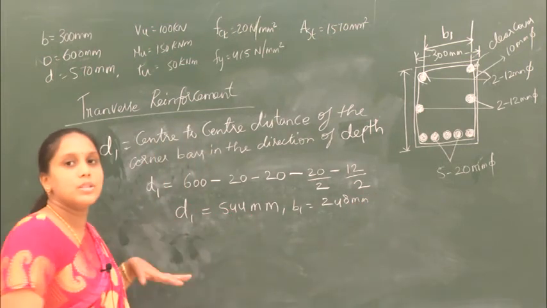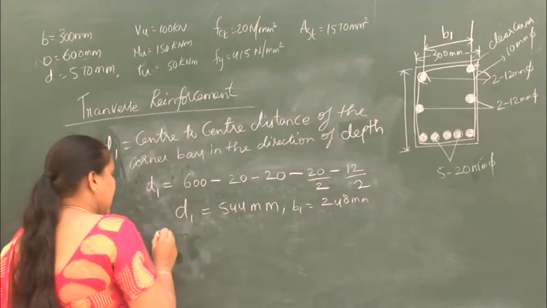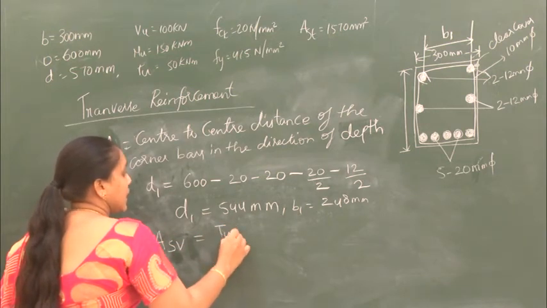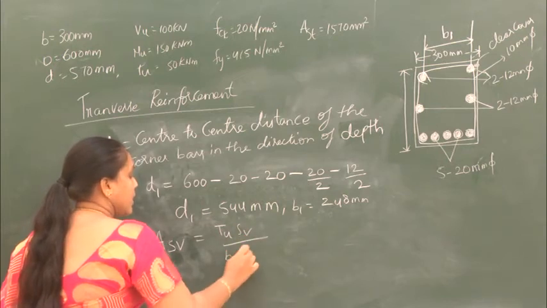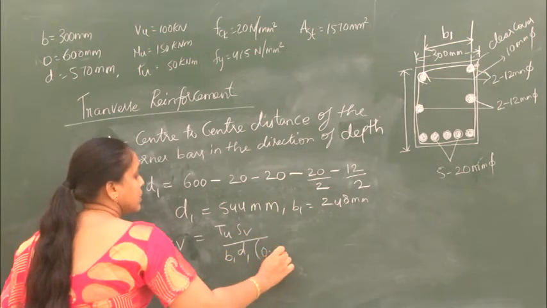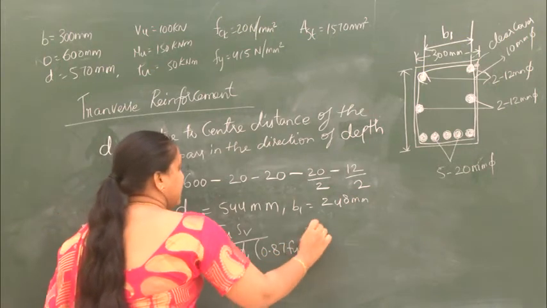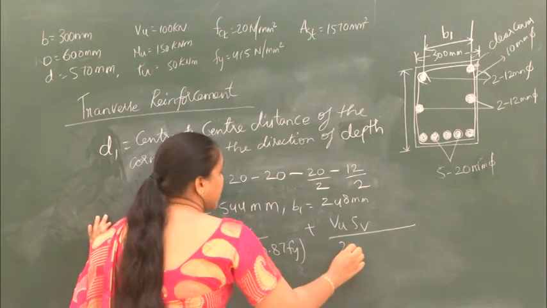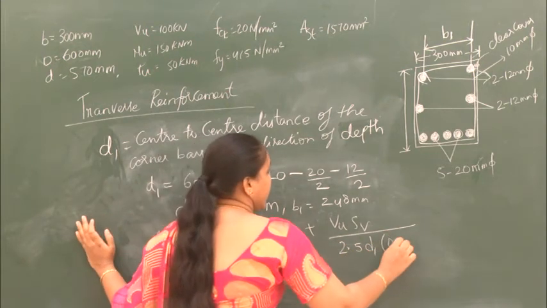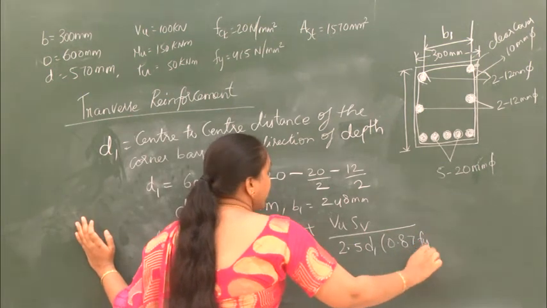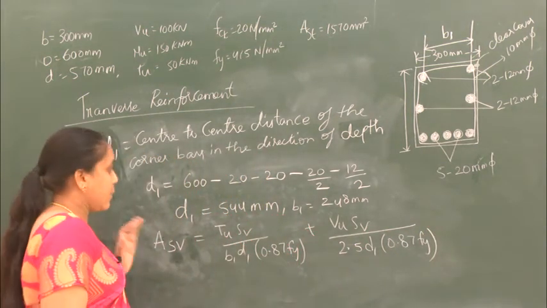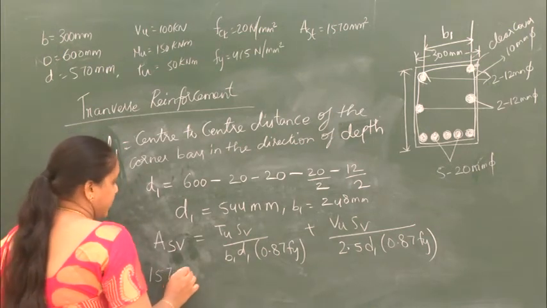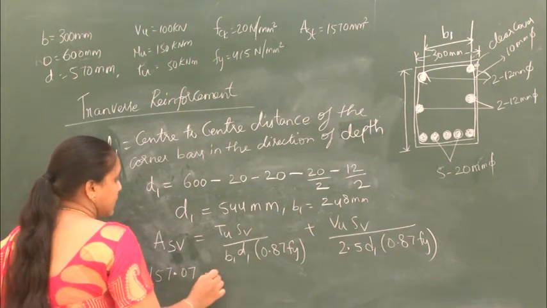Now substitute these values in the equation, that is the transverse reinforcement equation, which is ASV is equal to TU into SV divided by B1 into D1 into 0.87 Fy plus VU into SV divided by 2.5 into D1 into 0.87 Fy. So in this equation substitute all the values. We already calculated the value of ASV, which is 157.07 mm square, is equal to.